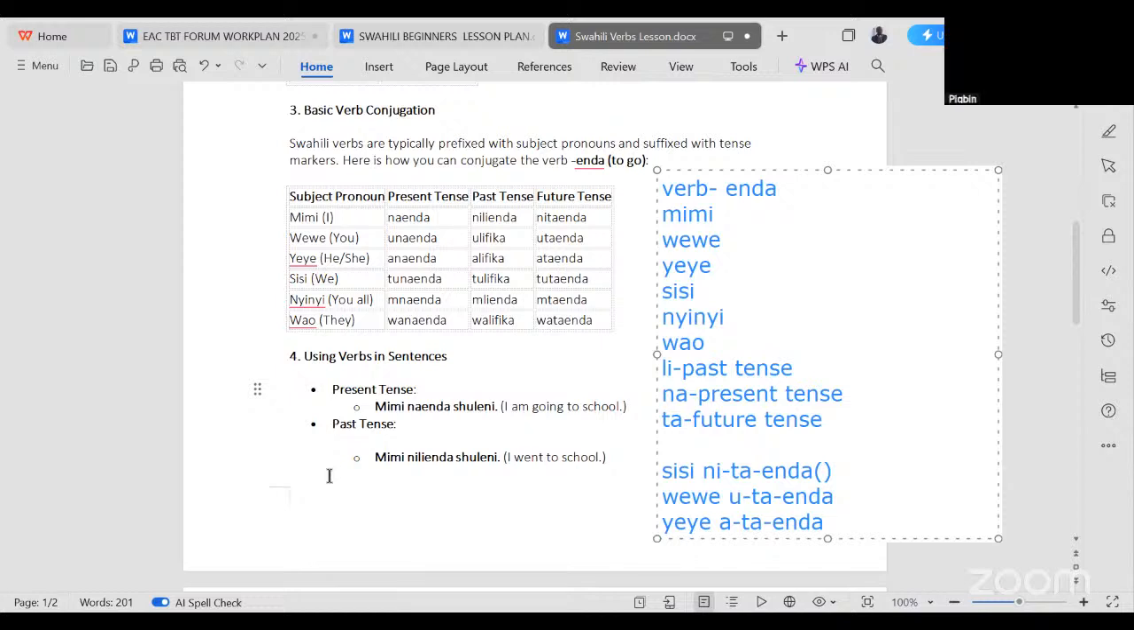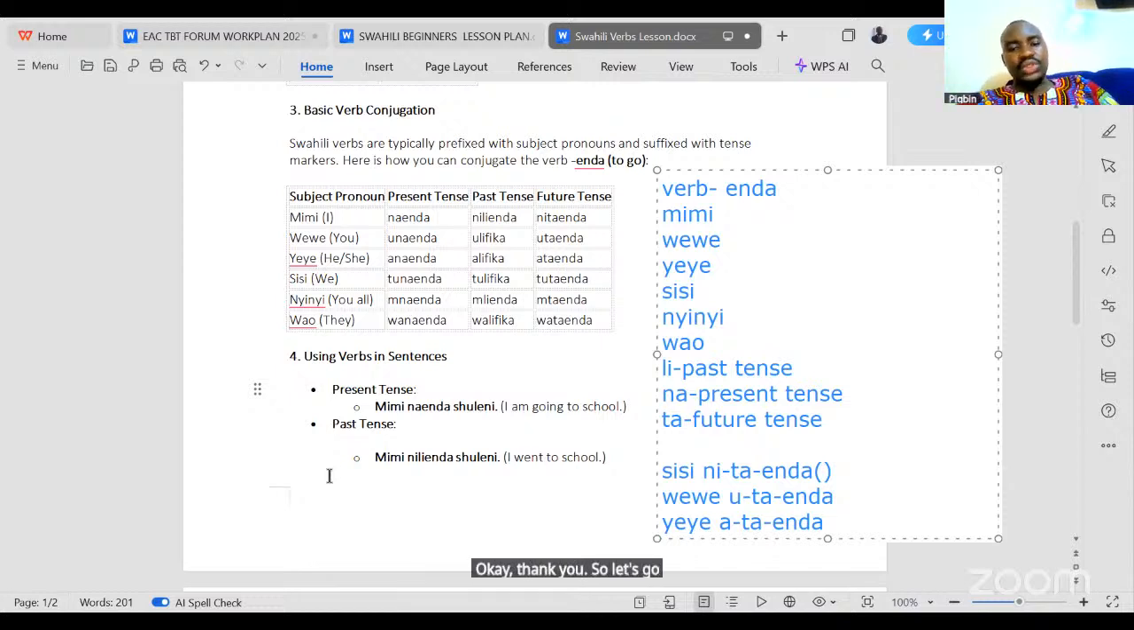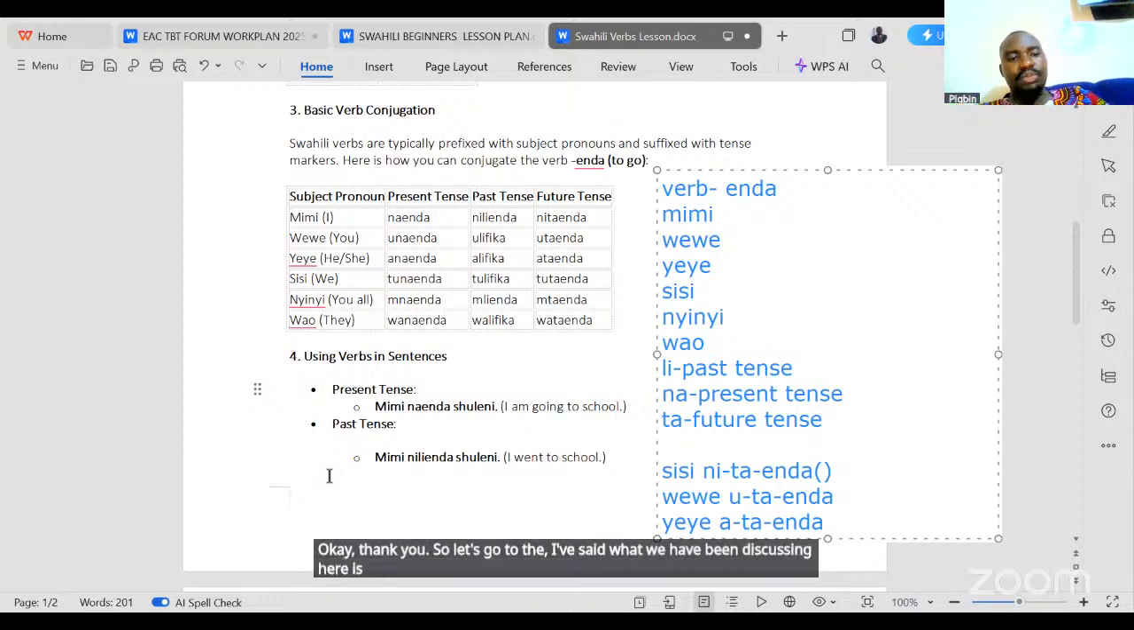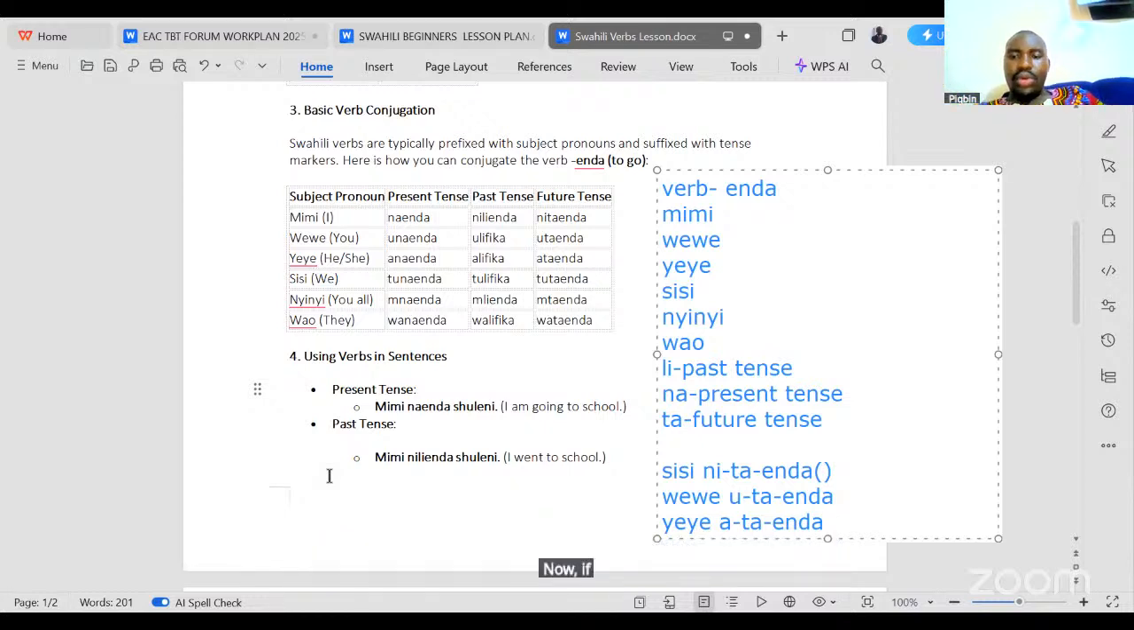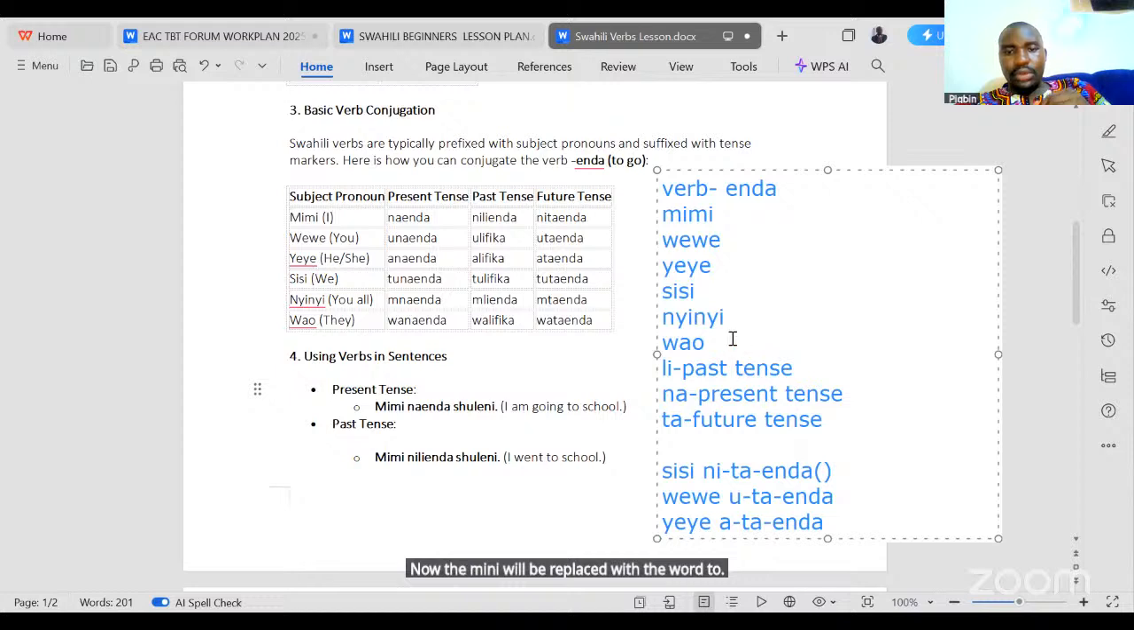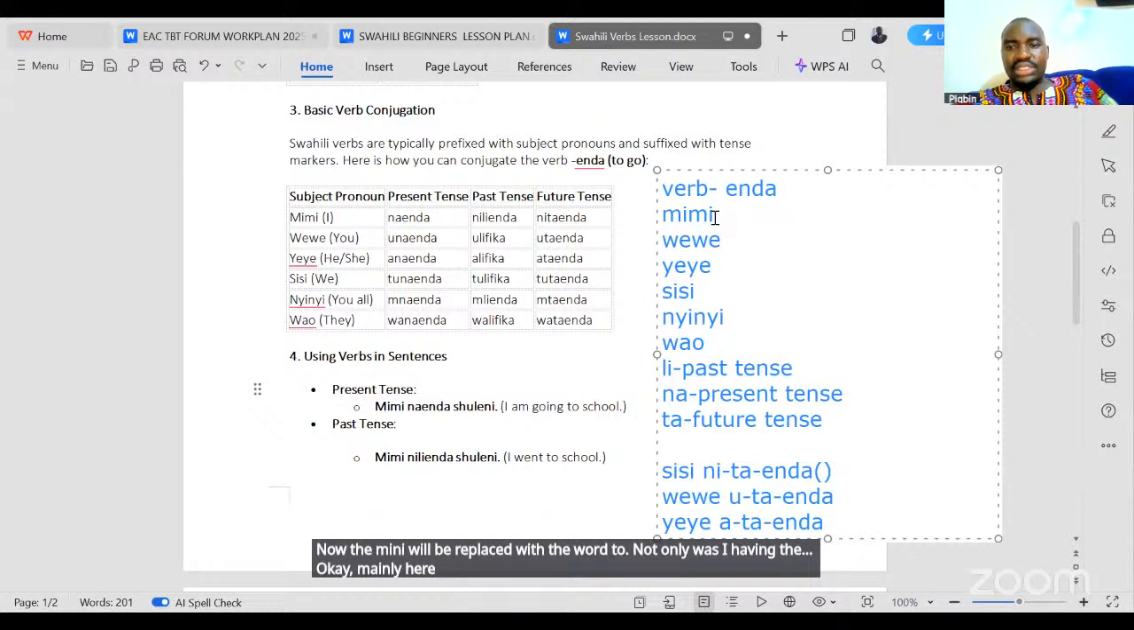Okay, thank you. So what we have been discussing here is the first person pronoun, second person pronoun, and the third person pronoun in singular. Now, if you go to plural, the word mimi in plural is sisi. Now, the ni will be replaced with the word tu. Mimi, in singular, is always replaced by the pronoun ni.